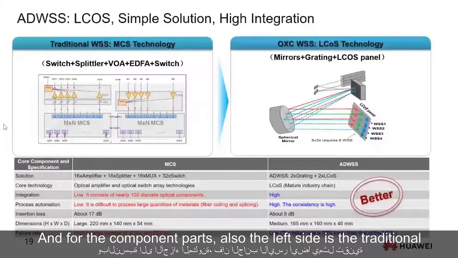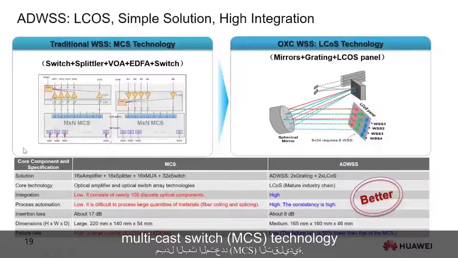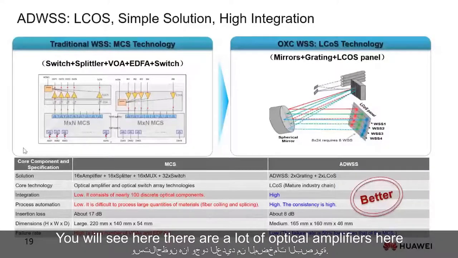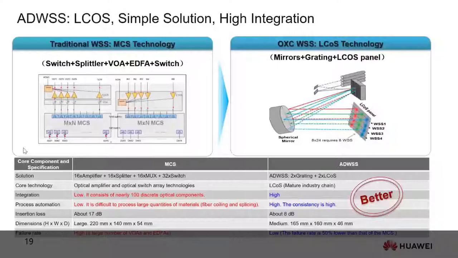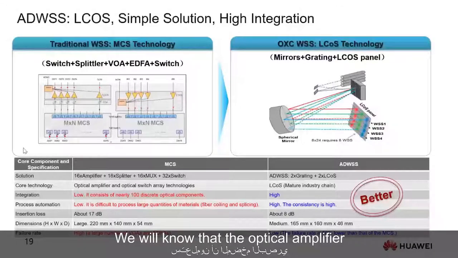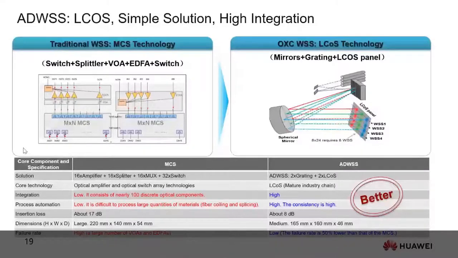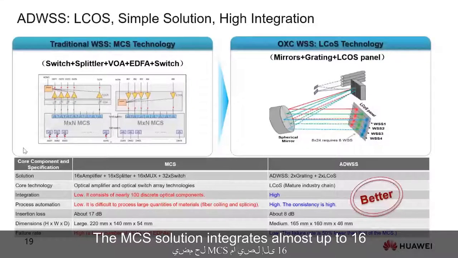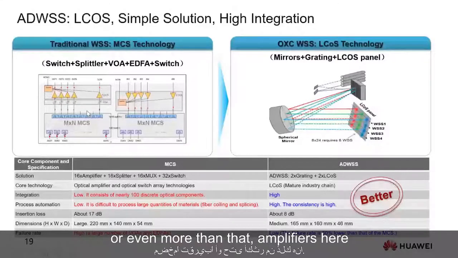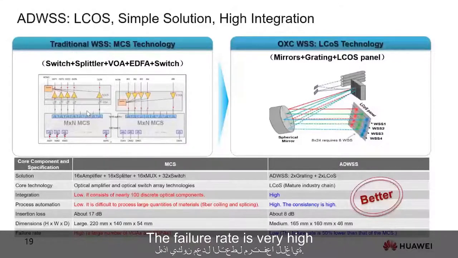And for the component parts, the left side is a traditional multicast switch technology. You will see here there are a lot of optical amplifiers. We know that the optical fiber is a main failure part of the network. In the MCS solution, they integrate up to 16 or even more amplifiers here. So the failure rate is very high.